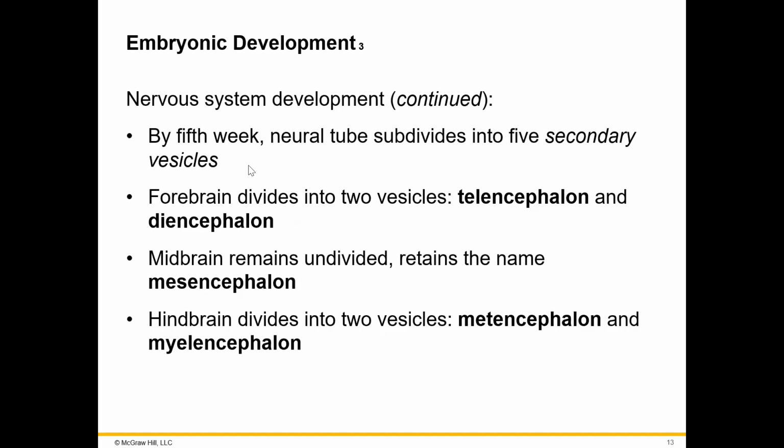By the 5th week, the neural tube subdivides into 5 secondary vesicles. The forebrain divides into 2 vesicles, the telencephalon and the diencephalon. The midbrain remains undivided and retains the name mesencephalon. The hindbrain divides into 2 vesicles, the metencephalon and the myelencephalon.